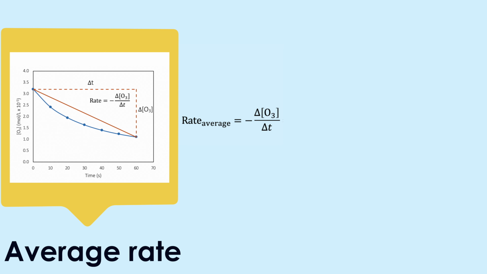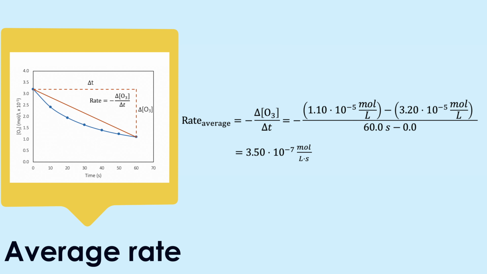Rate is equal to the negative of the change in ozone divided by the change in time. Now that we have the expression, let's plug in the appropriate values. This gives us a rate of positive 3.50 times 10 to the negative 7th mole per liter seconds. In this example, we calculate the average rate of the entire period. However, you can calculate the average of any period of time between 2 points.